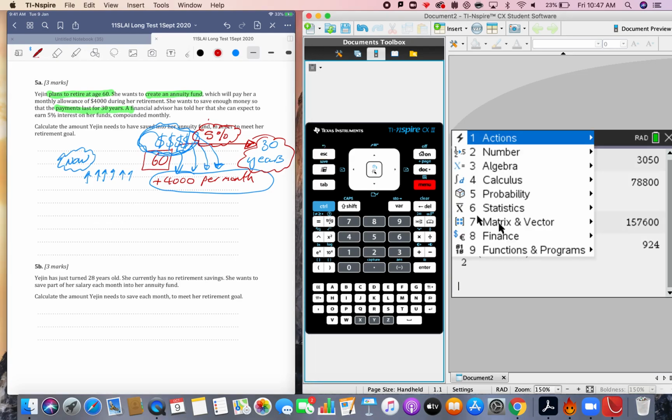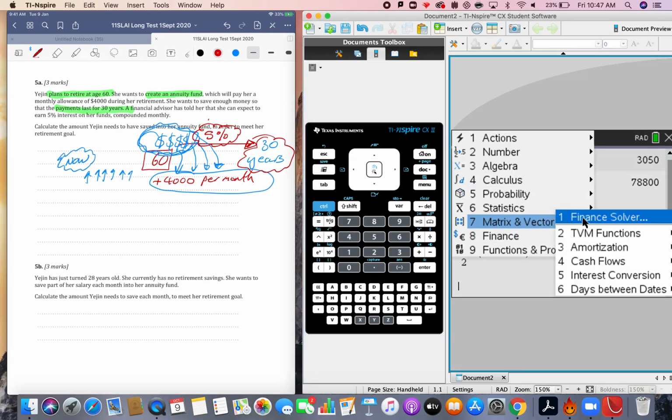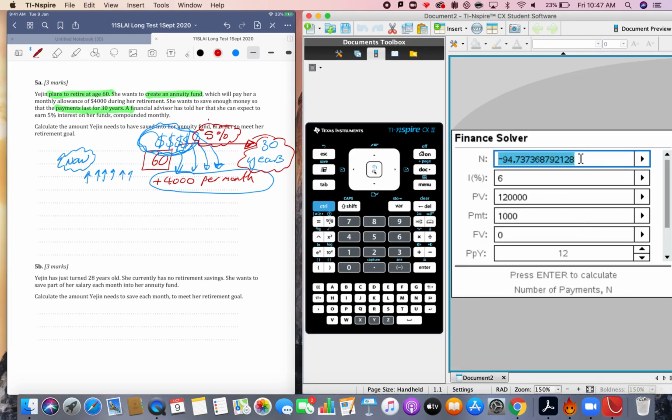So menu, finance solver. Okay, so N is the number of payments. Now she's receiving cash each month for 30 years. So actually we've got N, it's quite easy to work out. It's 30 years times 12, which is 360. The I is already given, it's 5%.